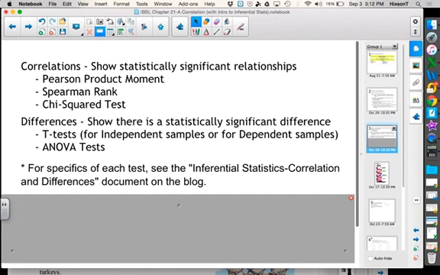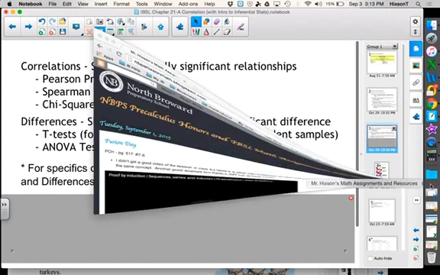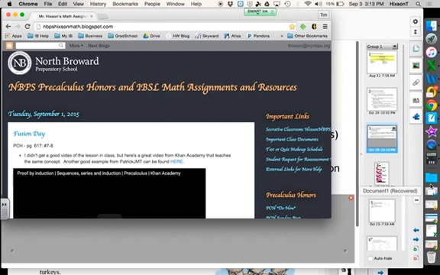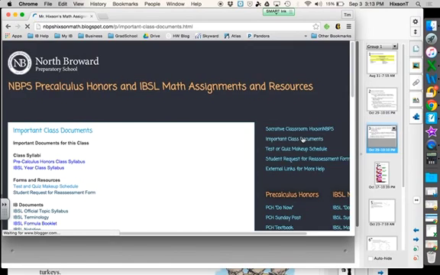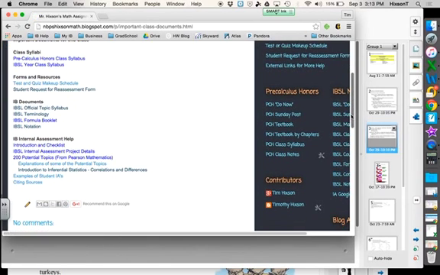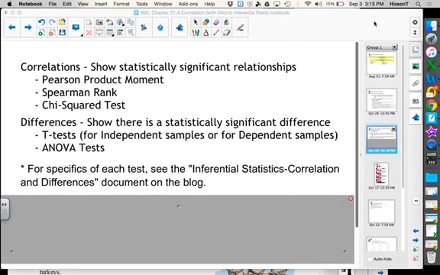Now, if you want to look at specifics of these tests, I did post something on our class website. If you go to important class documents, I changed all the font. Down here, there is Introduction to Inferential Statistics, Correlations and Differences, and it has some examples of some of those problems, because we're not going to do all those tests in our class.